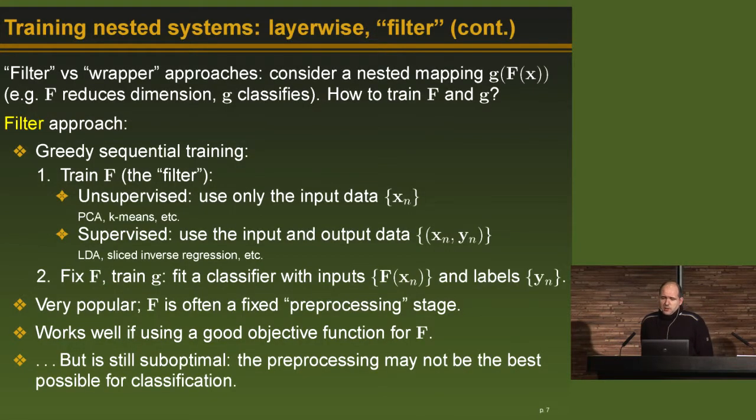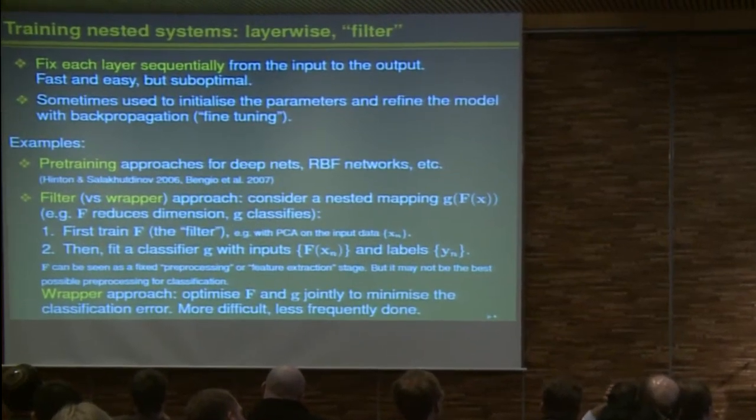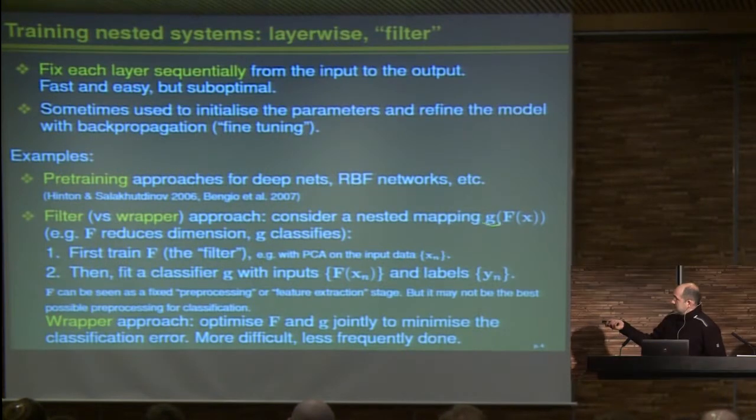Another example, also very well known, although sometimes not recognized as such, is the filter approach in machine learning, which consists of the following. Imagine that you have a nested mapping, in this case, just with a single hidden layer. And this first mapping here could be reduced in dimension, for example. And this mapping here, G, could be a classifier. For example, if you want to classify face images, you typically do PCA or something like that. Then you learn a classifier on the outputs of the PCA.